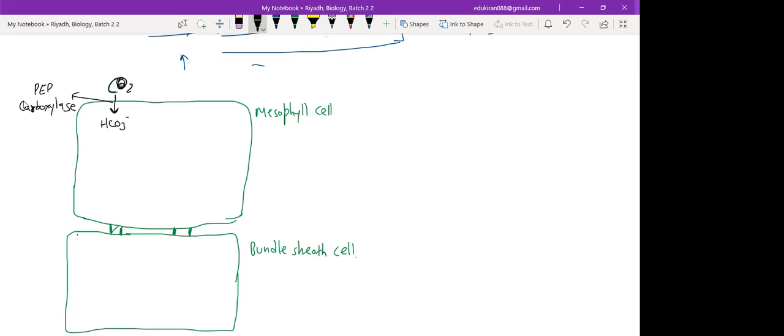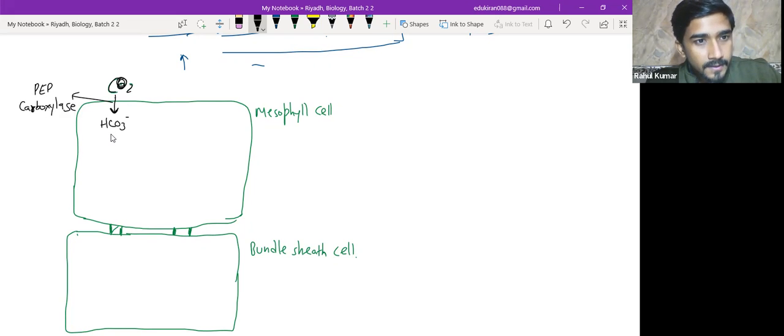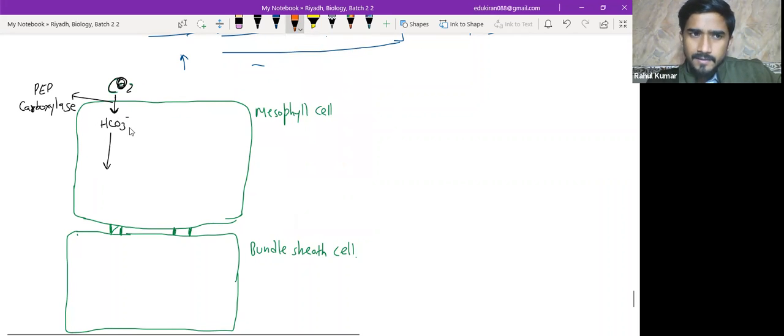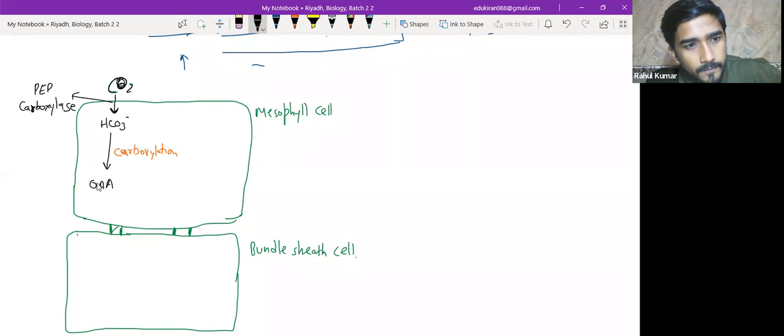Now, this CO2, there are same steps. If you just convert it into HCO3 negative, it's still a source of carbon. So it has to undergo carboxylation. So the first step is the carboxylation step. And as a result of this step, it gets converted into OAA, a C4 acid. Is it clear, everyone?